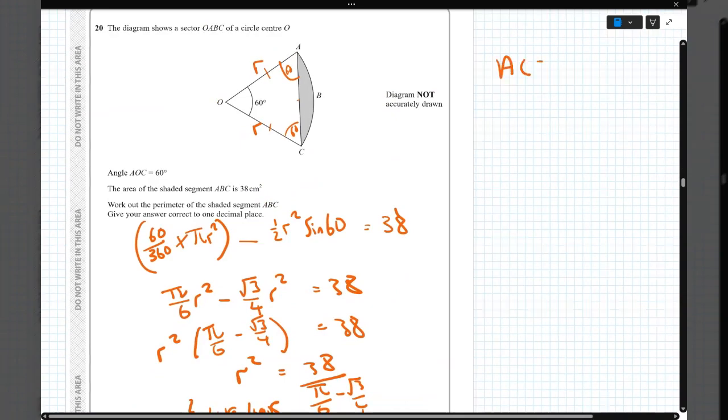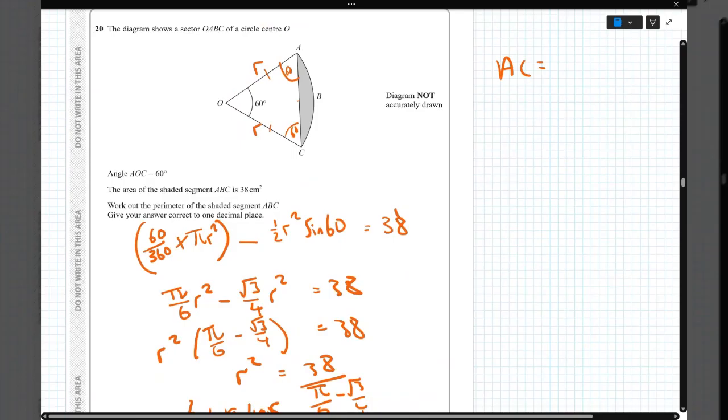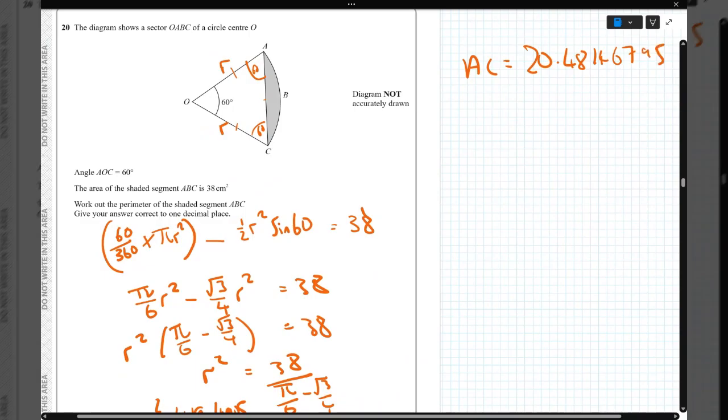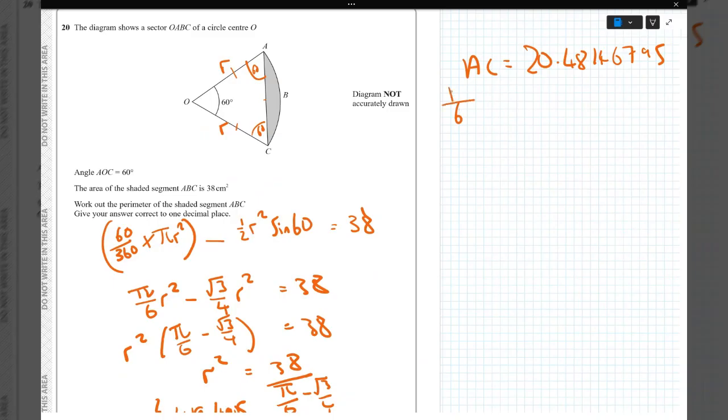So AC is equal to 20.48146795. And then I need to find the arc length. So the arc length is 1/6 because it's 60 out of 360. That simplifies to 1/6 times by 2 pi r. So that's 1/3 times by pi times by r, which we also know is AC.